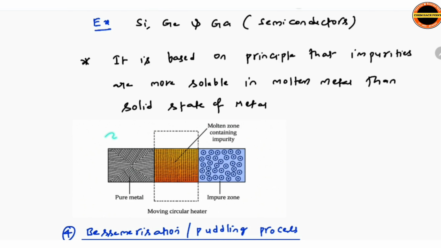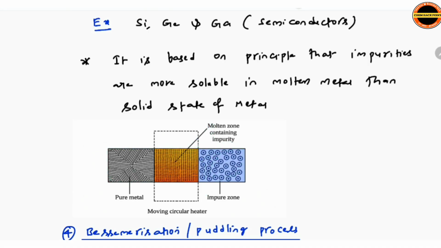Again we bring the heater from one end, and again slowly move to the other side. As we move away, solid metal solidifies again, and the impurities travel along with the heater. So at one end, all impurities concentrate. If you repeat this process a number of times, all the impurities concentrate at one end. Then finally you can cut this part and remove it, and the remaining is pure metal.